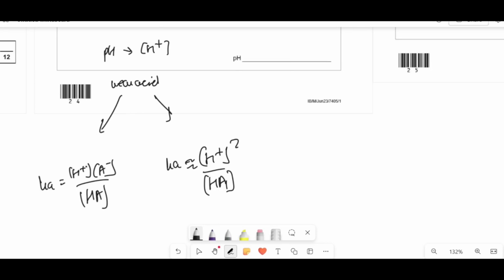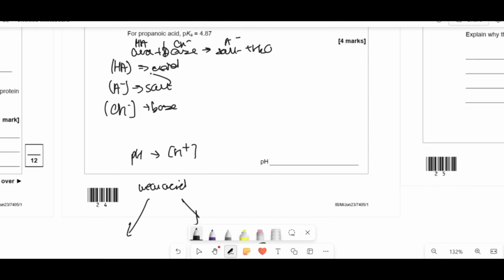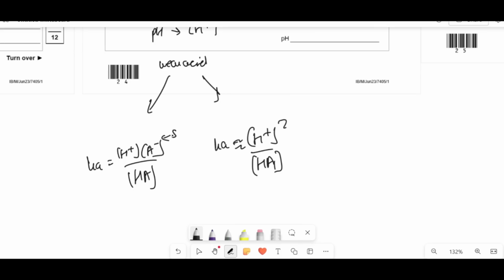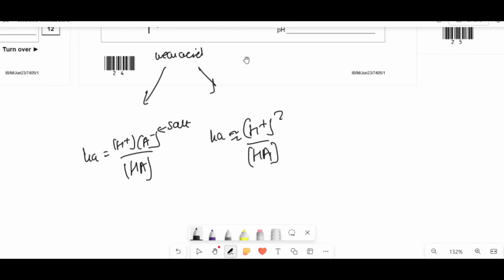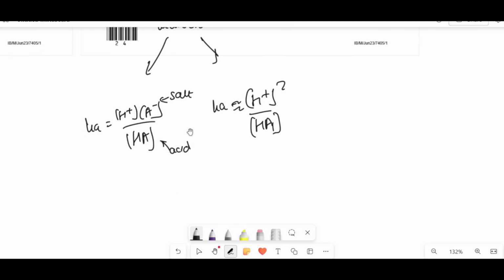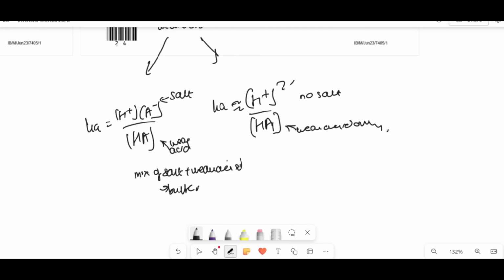If I look at this, H plus is going to be in every single one of them because I'm looking for H plus. So that don't matter. A minus, what does A minus mean again in weak acid? It's the salt. So here you have salt, and then what's HA? You've got an acid. So you use this one when you have a mixture of, I should say, a salt and weak acid. What's that called when you have a salt and a weak acid mixed together? It is a buffer. Right here, what do we have? We have no salt, we have weak acid only. So on that basis, you use this when you have a weak acid only.